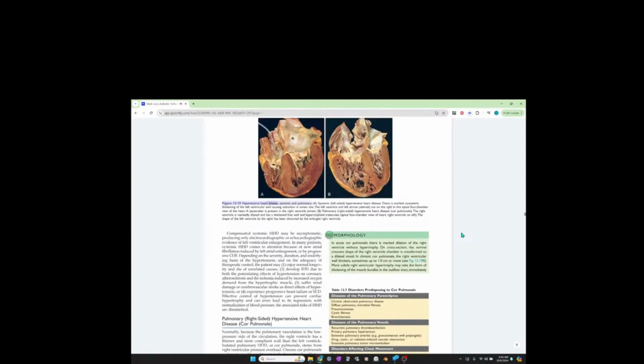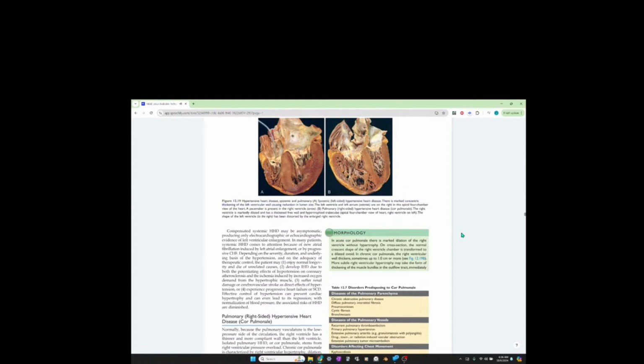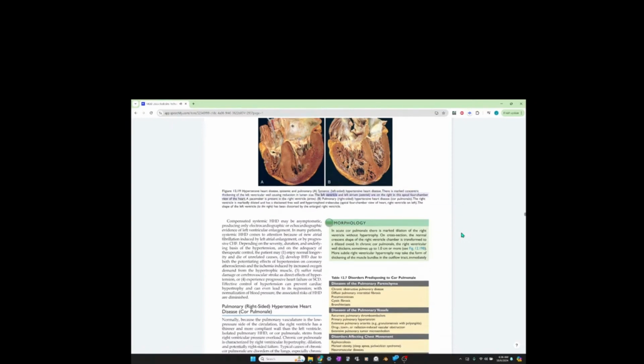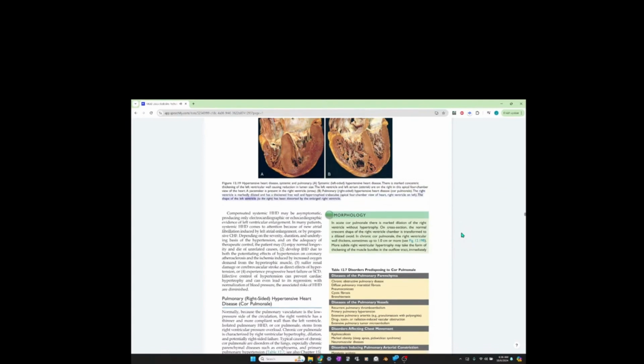Figure 12.19. Hypertensive heart disease, systemic and pulmonary. A. Systemic hypertensive heart disease. There is marked concentric thickening of the left ventricular wall causing reduction in lumen size. The left ventricle and left atrium are on the right in this apical four-chamber view of the heart. A pacemaker is present in the right ventricle. B. Pulmonary hypertensive heart disease. The right ventricle is markedly dilated and has a thickened free wall and hypertrophied trabeculae. The shape of the left ventricle has been distorted by the enlarged right ventricle.